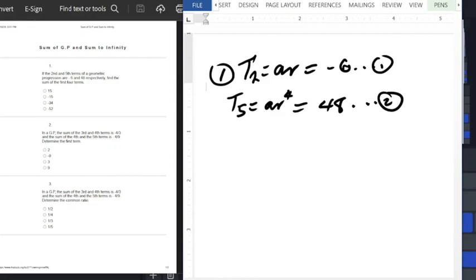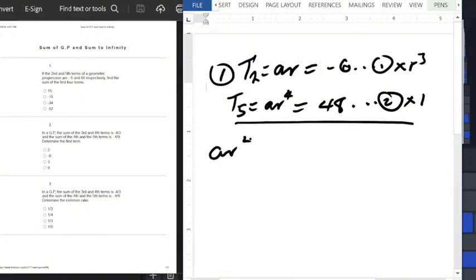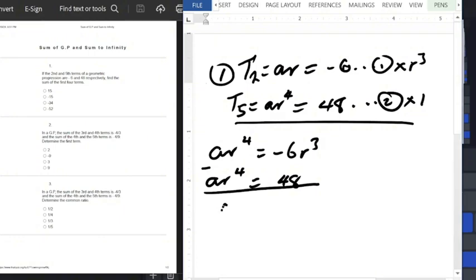So to know the sum of the first 4 terms, we need to know the first term and the common ratio. So multiply equation 1 by R raised to power of 3. Then multiply equation 2 by 1. So we now have AR multiplied by R cubed, so that is AR raised to power 4 equals -6 R raised to power 3. Then we have AR raised to power 4 equals 48. So we now subtract equation 2 from 1. So we have 0 equals -6 R cubed minus 48.